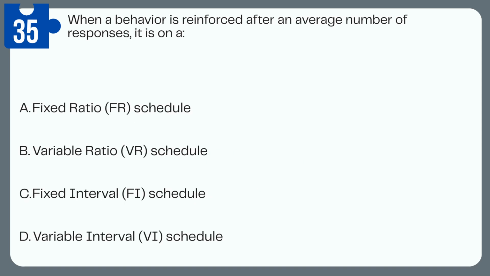Question 35. When a behavior is reinforced after an average number of responses, it is on A. Fixed ratio, FR, schedule. B. Variable ratio, VR, schedule. C. Fixed interval, FI, schedule. D. Variable interval, VI, schedule.